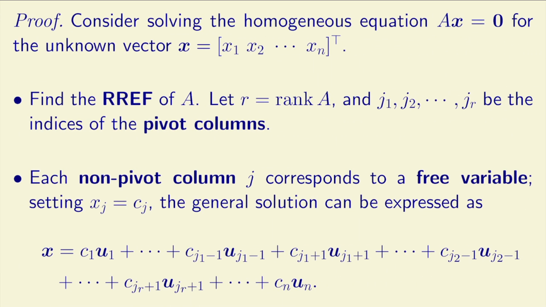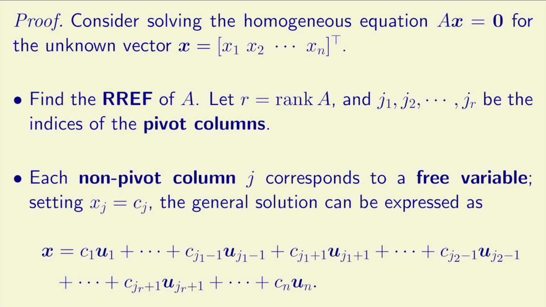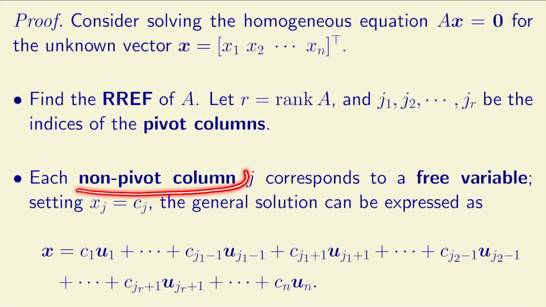To find the kernel, we need to solve the homogeneous equation AX equals 0. The set of all solutions to this equation is the kernel. When we find the reduced row echelon form of A, we find the rank of A as the number of pivot columns. And the general solution for X is expressed as a linear combination of a set of vectors. The number of these vectors is equal to the number of non-pivot columns. Wait, why are the non-pivot columns so important? How do they give us those vectors?